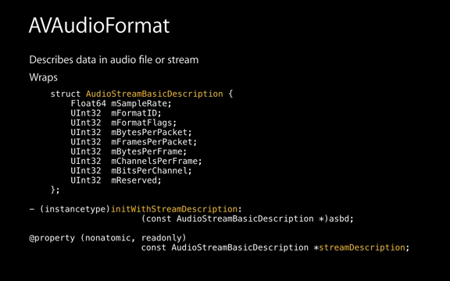But in any case, you can always create an AV Audio Format from an AudioStreamBasicDescription, which you might have obtained from a low-level API. And you can always access a stream description from an AV Audio Format. But now we can move on to other ways to interact with AV Audio Format.